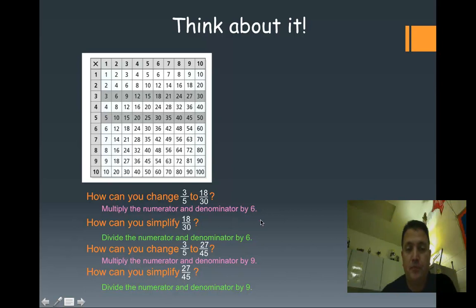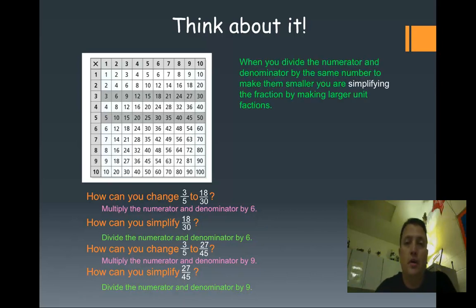All right? So, here is what I want you to think about next, because we're going to get ready to get into the practice problems, but there's just a couple things I want you to conceptually think about as we go through this. When you divide the numerator and denominator by the same number to make them smaller, you are simplifying the fraction by making larger unit fractions. So what does that mean? Well, if I look at 3/5 and 18/30, if I've got 1/5, that unit is bigger, remember, because a unit fraction has to have a numerator of 1. If I've got 1/5 and 1/30 of the same thing, 1/5 is bigger. It's making a larger unit fraction. It's worth more. Kind of like the pizza example we talked about in class today.